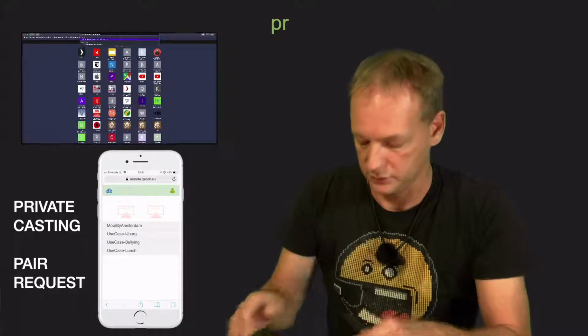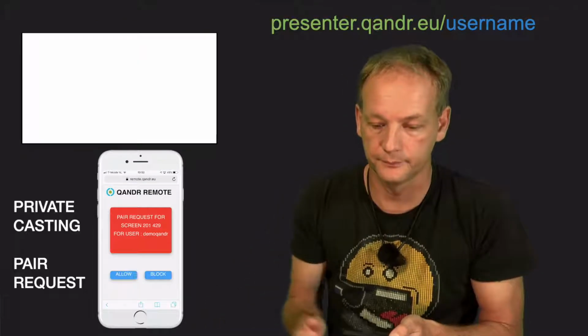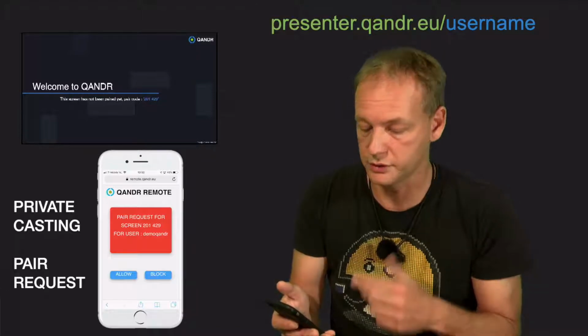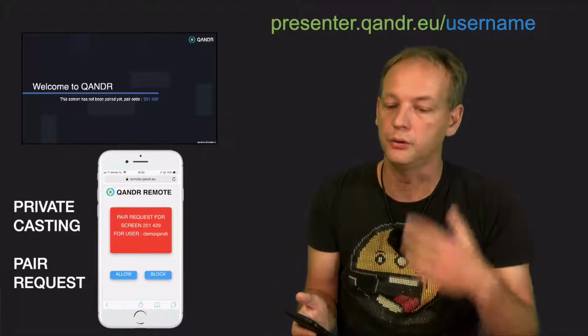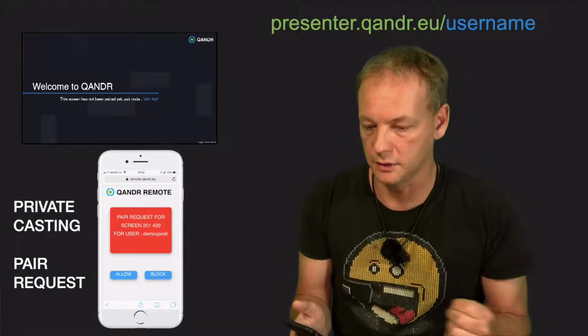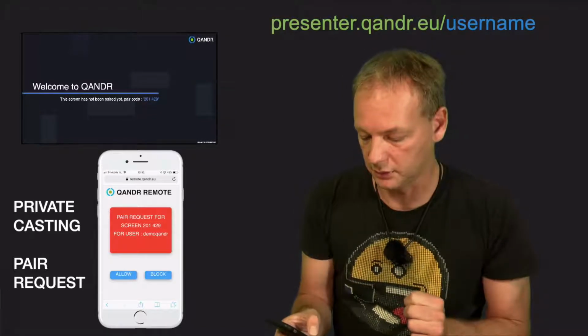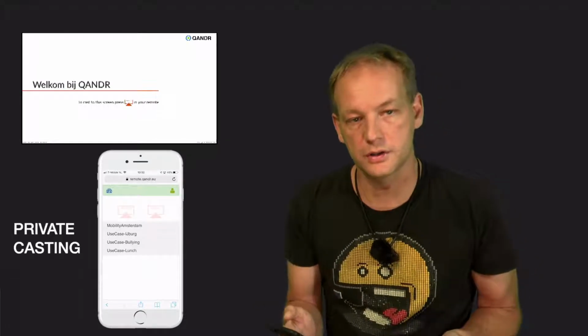And now I want to show you also what's happening on my phone if I do that. So I do enter. Now you see on my phone I get a pair request for the screen. So the screen gets a number. So let's say you're with somebody on the phone on distance, he types this. He can also do it. So he will say this is the number to whatever. And I see it on my phone also. Yes, this is the screen that I want to allow. And then I click. And now this is a private casting screen.